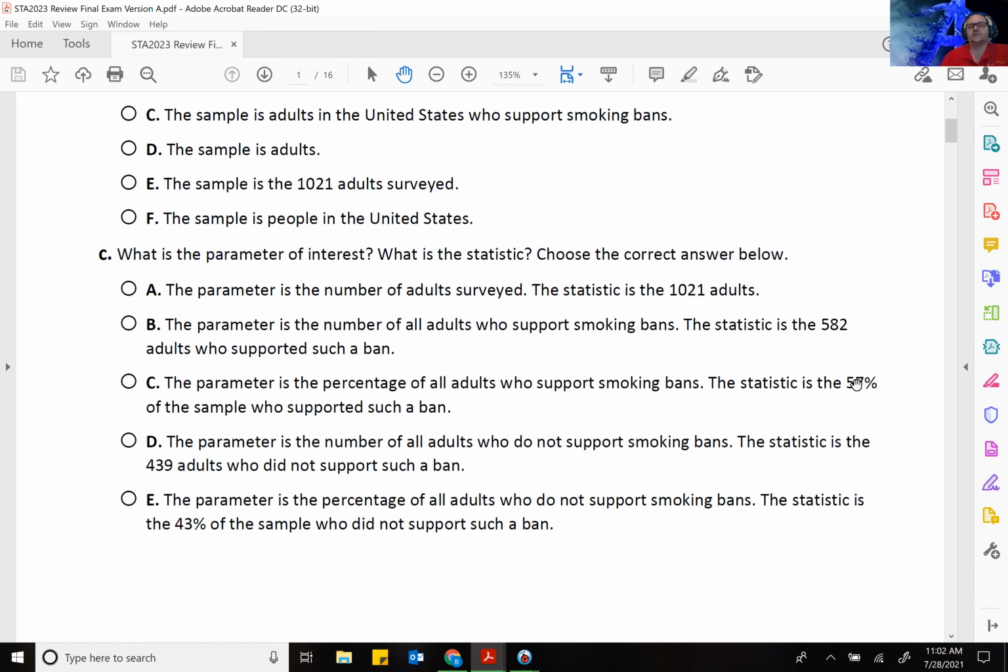Any questions on number 1? So it was taking us back to those basic ideas. What is a statistic? What is a parameter? What is the population? What is the sample? All that stuff that we talked about all the way back in chapter 1. Everyone good? Makes sense?